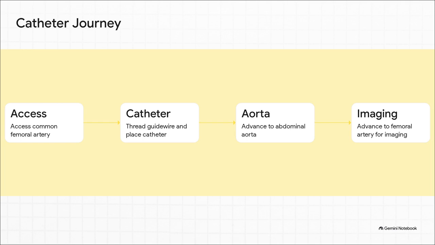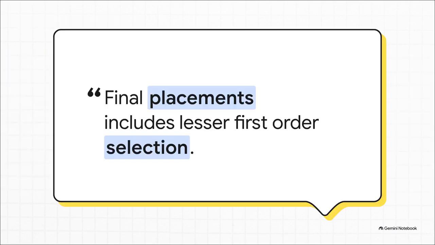You have to track every single movement. And tracking that journey brings us to a golden rule of medical coding. The rationale you absolutely must memorize is final placement includes lesser first-order selection. Now, what exactly is a first-order selection? Simply put, it's the very first main branch a blood vessel takes off the main anatomical highway. It is exactly like taking the very first exit off a massive interstate.